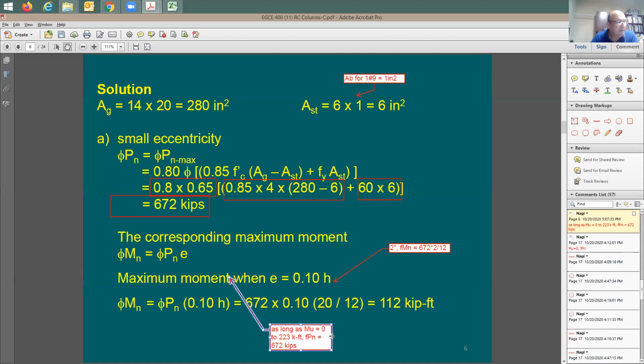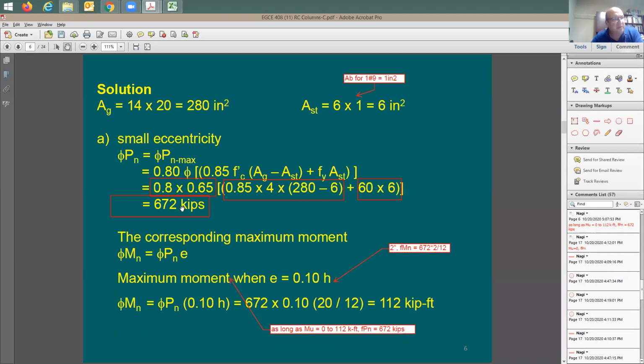Does this make sense? The statement here does make sense? I'd like to hear from you guys. As long as here the moment demand goes between 0 to 112, what did I write here? 112 kF/foot, which means as long as the moment value applied on the column is within 112 kF/foot, which means this small eccentricity flexure, the Pn, the axial capacity, is going to be equal to 672.